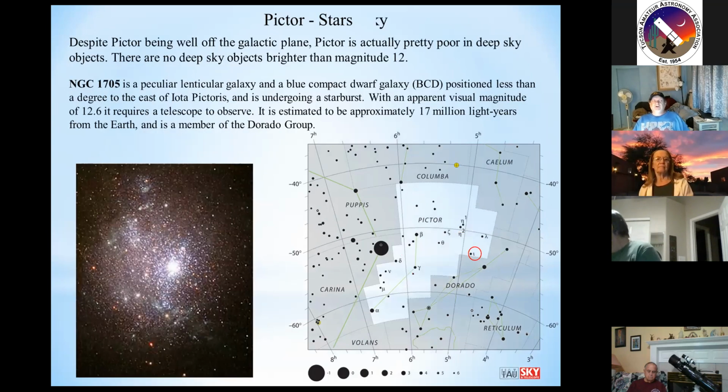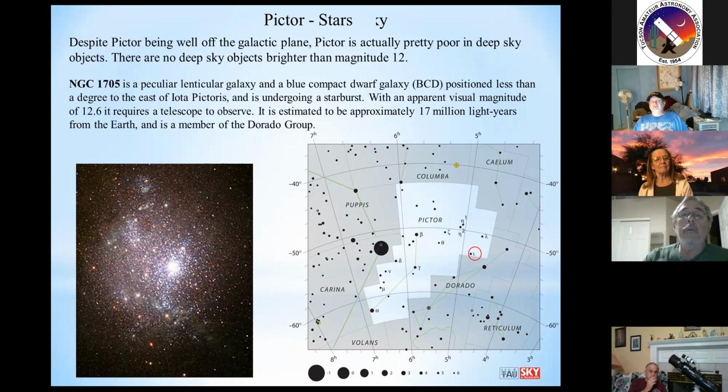And just like Grus, Pictor is really very poor in deep sky objects. In fact, there are no deep sky objects in Pictor brighter than magnitude 12. So if you had a 6-inch telescope, there's nothing you could see in Pictor in terms of deep sky objects. You'd need a bigger telescope to see any of them. And there aren't many. There's just a couple.